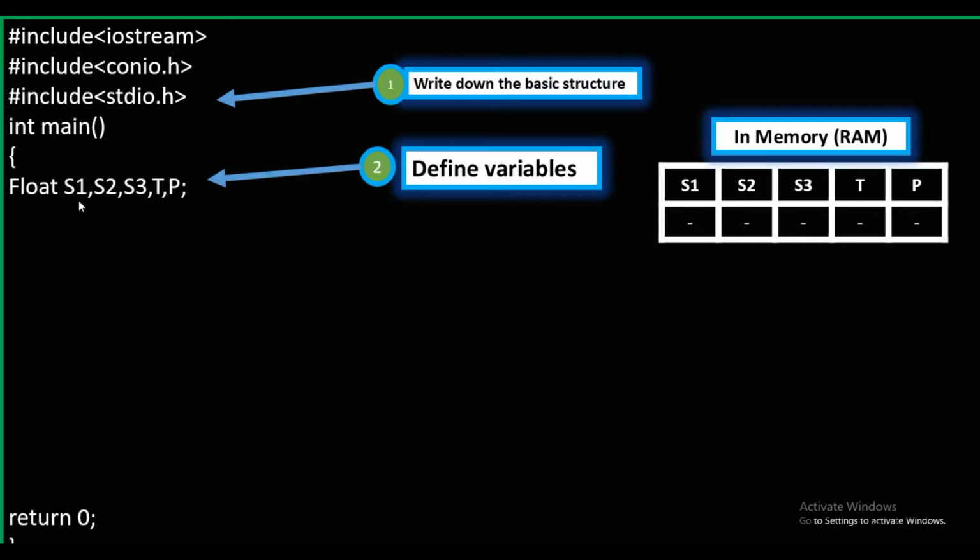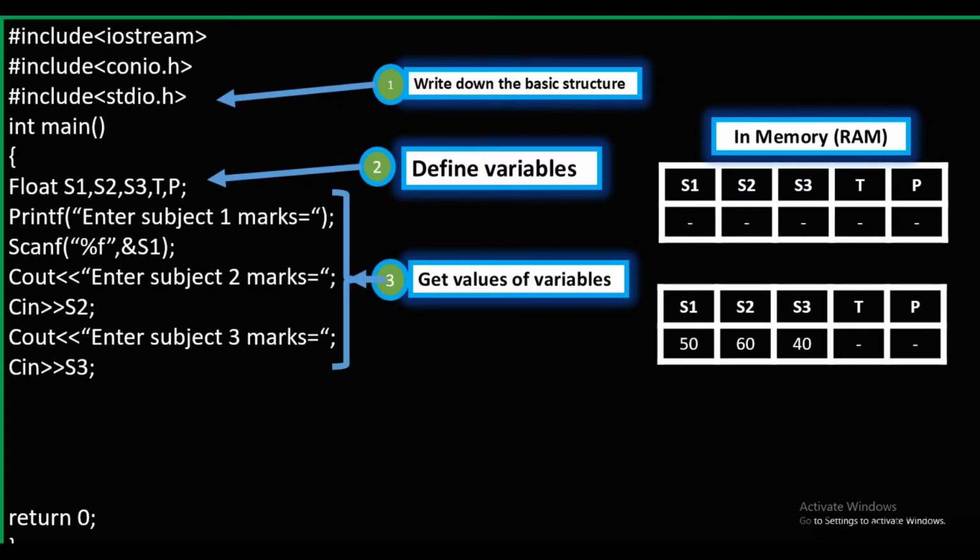In second step, define variable. For defining variable, we define data type as float because percentage can be in floating points in dots. We define three subjects S1, S2, S3, T for total, P for percentage. And in memory or RAM, 5 variables are declared. Compiler reserves 4 bytes for each variable.